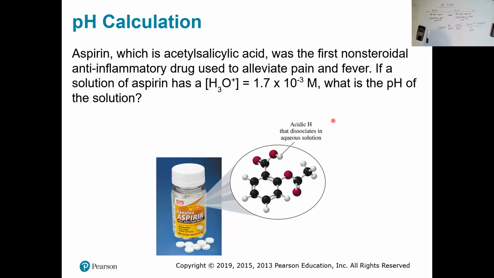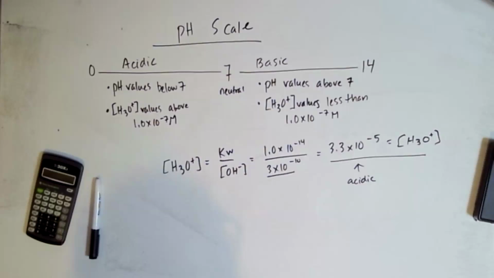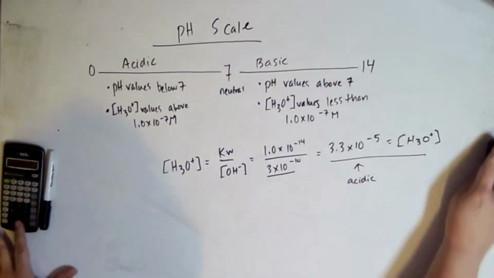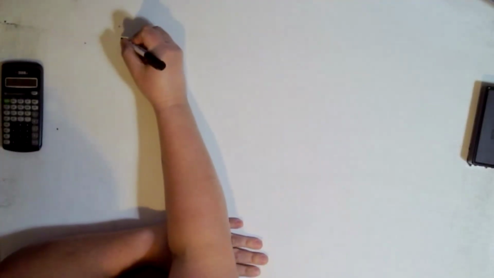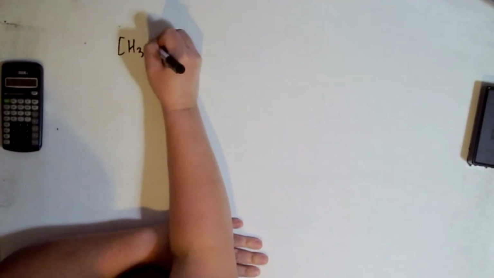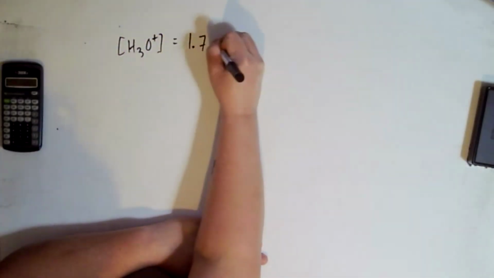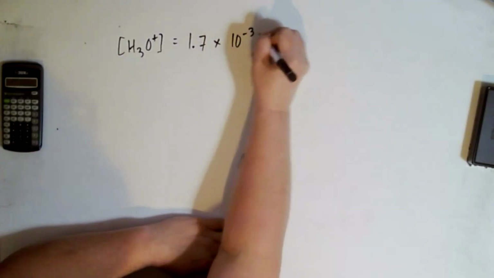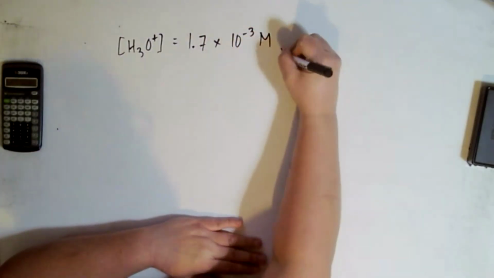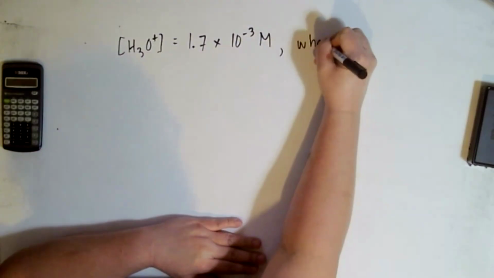So we have a few calculations that we're going to look at. Our first one here, they have aspirin, which is acetylsalicylic acid, was the first non-steroidal anti-inflammatory drug used to alleviate pain and fever. If a solution of aspirin has an H3O plus concentration of 1.7 times 10 to the negative 3 molar, what is the pH of the solution?